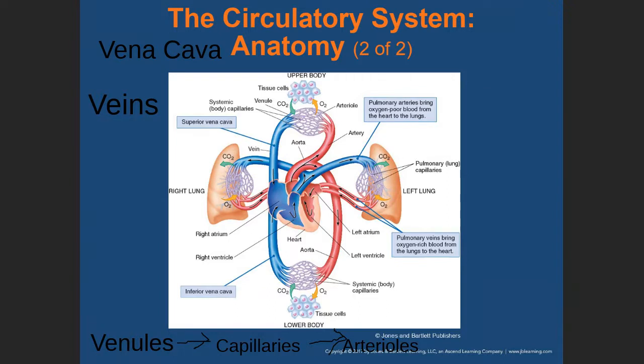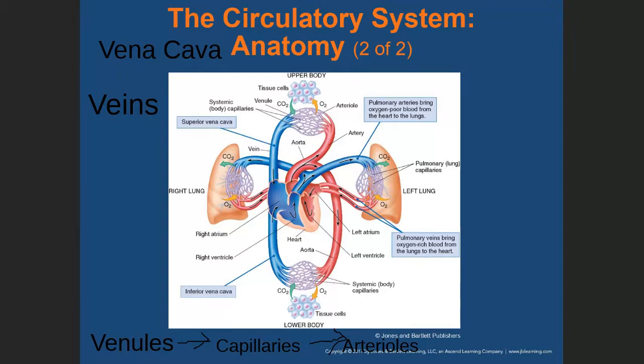The arteries carry blood away from the heart. A is for away. So primarily the arteries will transport blood away from the heart. However, there is an exception. The exception to that is the coronary arteries. The coronary arteries supply the heart muscle itself with blood.